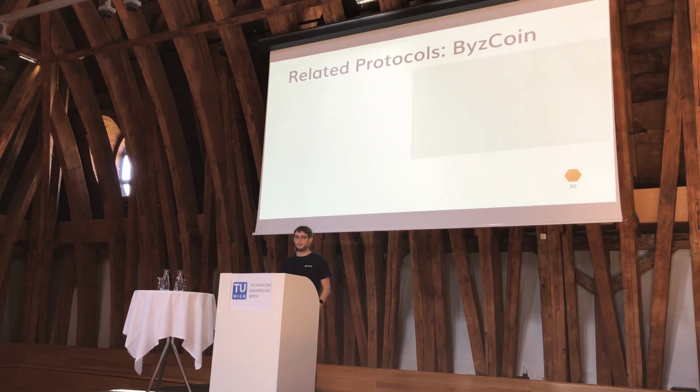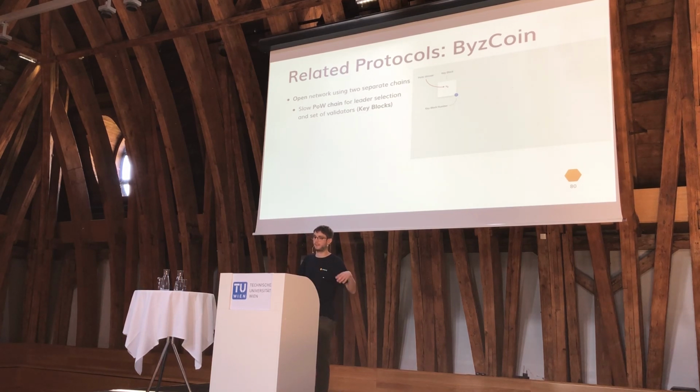Okay, another kind of blockchain protocol is Bitcoin-NG. It also uses something like BFT. Actually, it's an open network compared to Tendermint. Tendermint still has this closed set, determined by someone externally. And in Bitcoin-NG, we have an open network using 2 separate chains. We have a slow proof-of-work chain, and that one is used for the leader selection and also to select the validators. And with validators, I always mean the set of nodes that participate in the PBFT and the consensus voting and so on. They call the slow proof-of-work chain the key chain, and it contains key blocks.